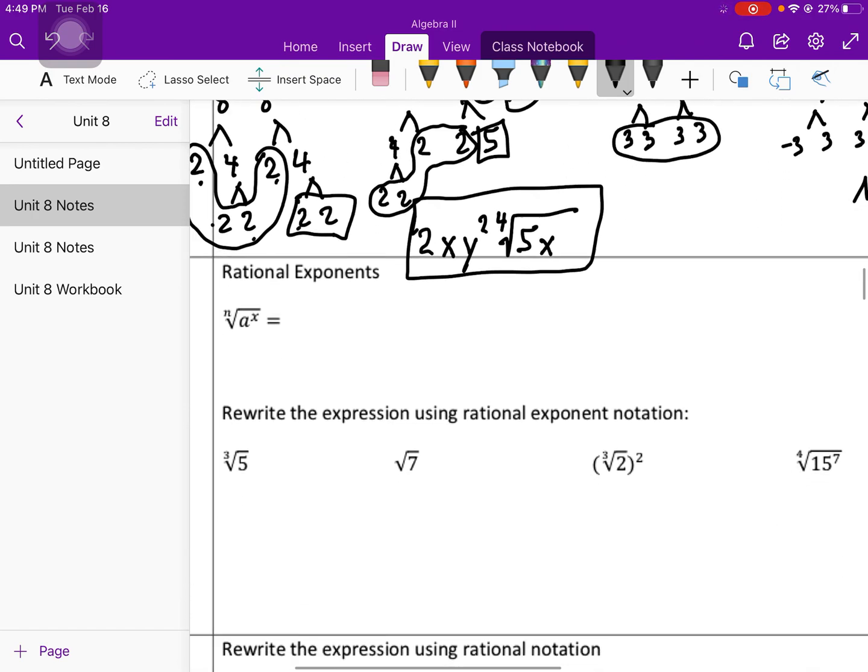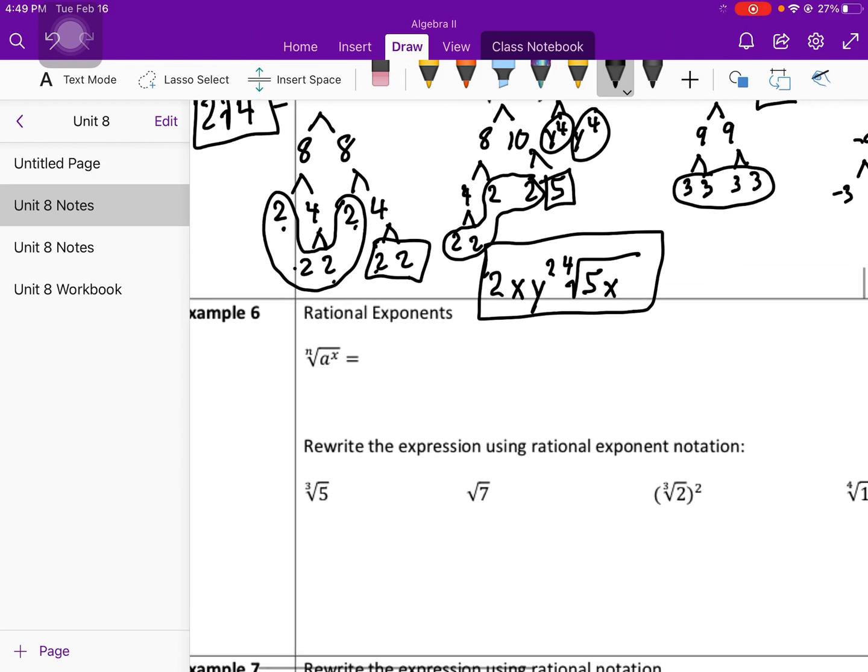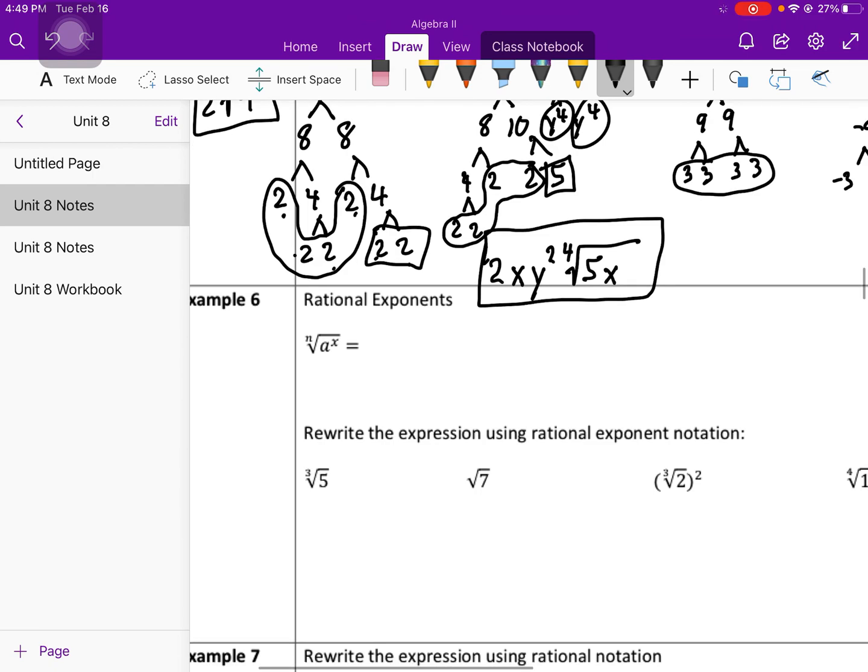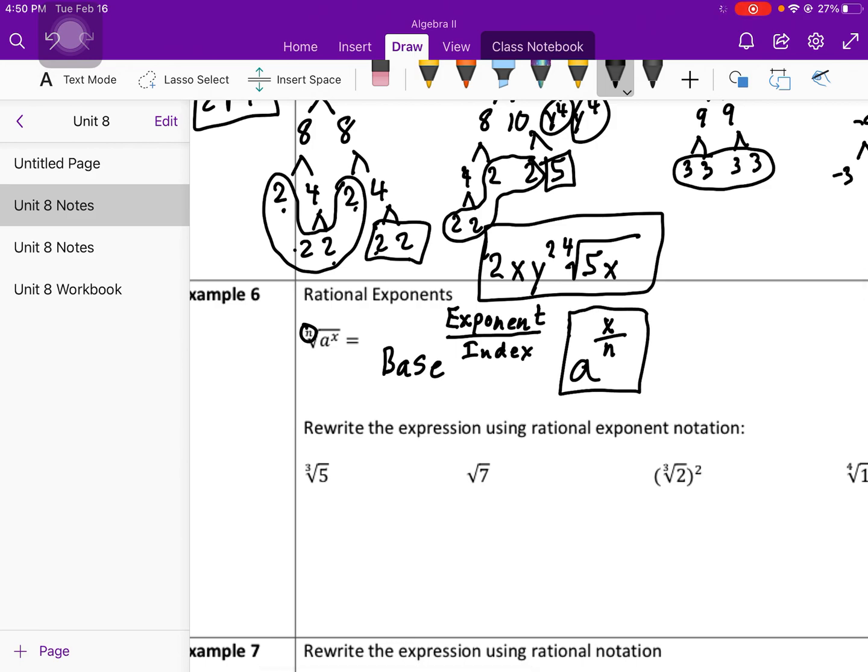Okay, continuing on. So this is the part that's probably new to you, the rational exponents. So the nth root of a to the x, another way that you can write this is with a fractional exponent. What you do is it is your base, and then it is the exponent divided by the index. So in this case, our base is a, the exponent is x, and then the index is this part here. So it's a to the x over n. That's how we could rewrite that.